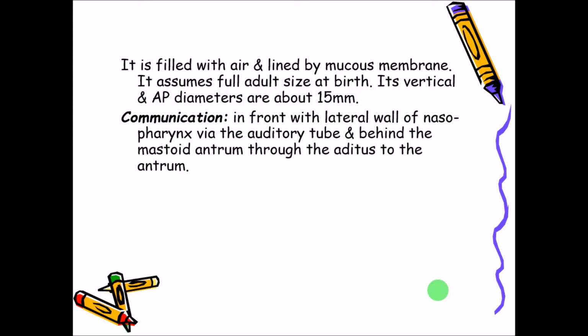In the front, it communicates with the lateral wall of the nasopharynx via the auditory tube, or eustachian tube. Behind, in the posterior wall, it communicates with the mastoid antrum, which is present within the mastoid process. We will see that later.